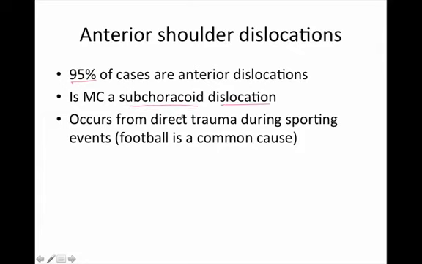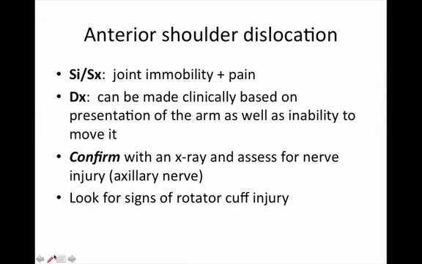How does that occur? Direct trauma. So someone who gets tackled in football would be a very common example. Someone who plays rugby or hockey. These are all common scenarios when an anterior shoulder dislocation occurs. And what are some signs and symptoms? Severe pain, obviously, and immobility of the joint. The arm usually just hangs to the side. Okay, you won't be able to move it. That's a telltale sign that it's not in its socket.